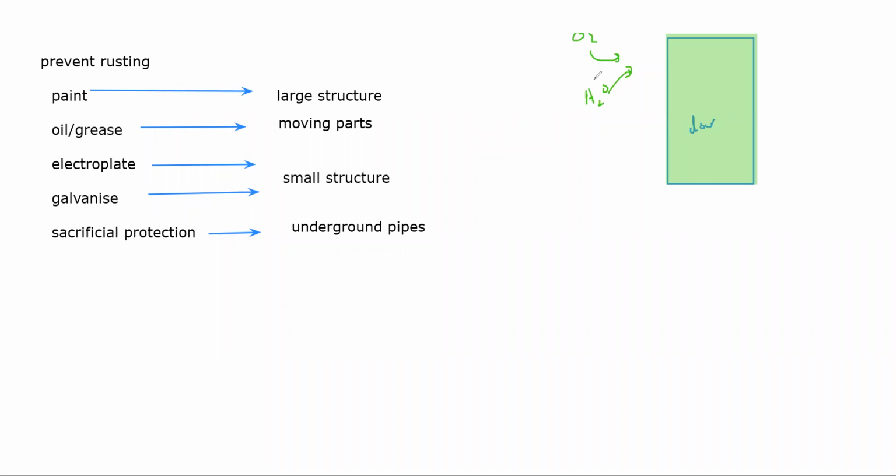So both water and oxygen are not able to react or come in contact with a piece of iron. So that's how the paint is reducing the effect or preventing the iron from rusting. Same thing in machines, when you have moving parts. So what can you do for these moving parts? You cannot paint the moving part. Why?